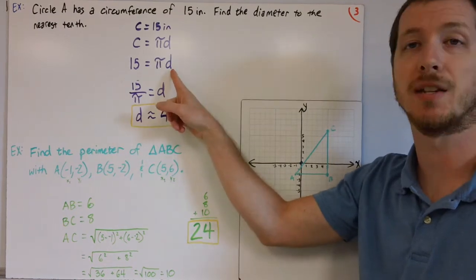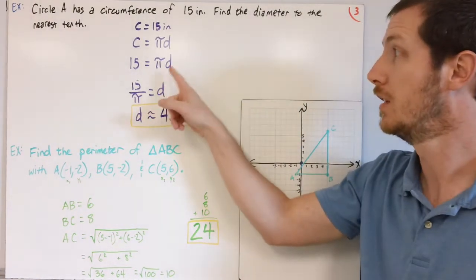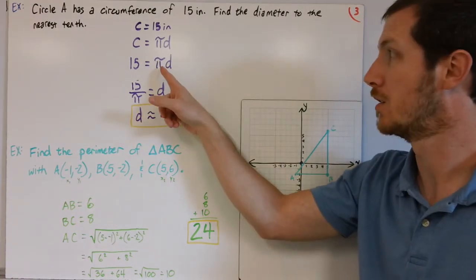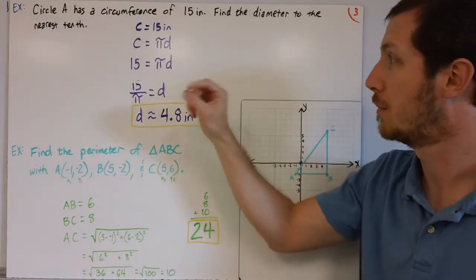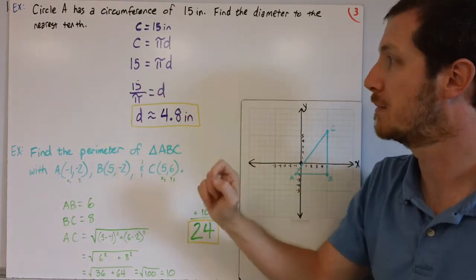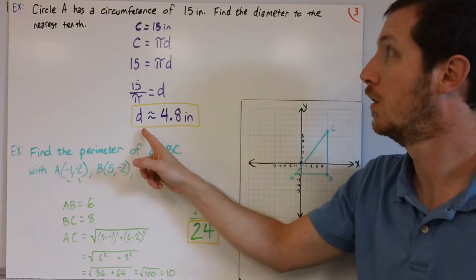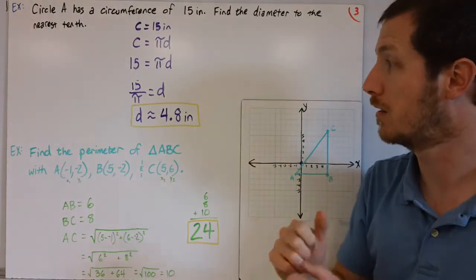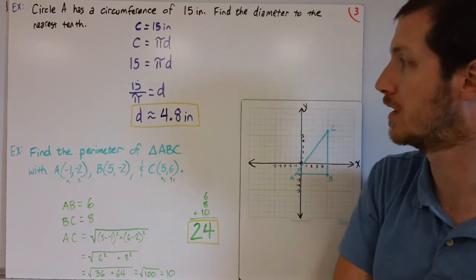If we want to find the diameter, we want to get that d by itself. So using your algebra skills, getting that d by itself means to divide by pi. So right now pi is being multiplied by d. We want to do the opposite operation, so divide both sides by pi. So our diameter is 15 over pi. Or since they asked us to round it to the nearest tenth, put that in your calculator, and we get 4.8 inches to the nearest tenth.